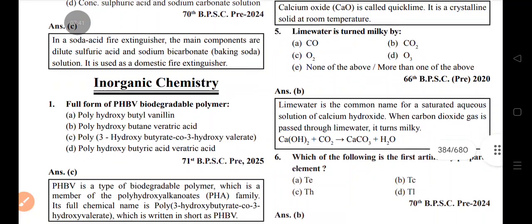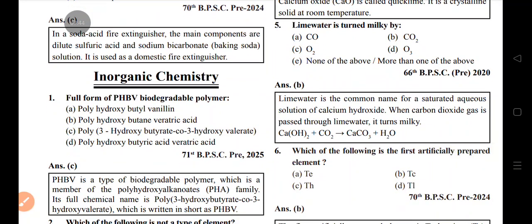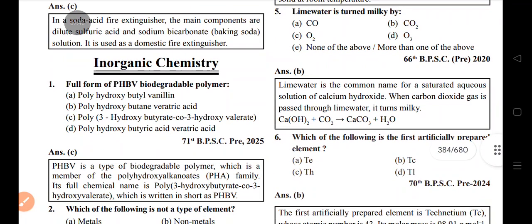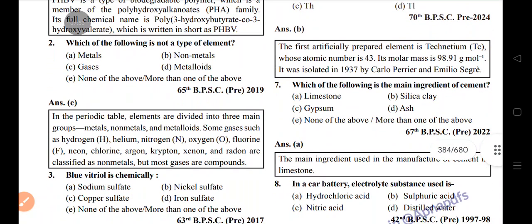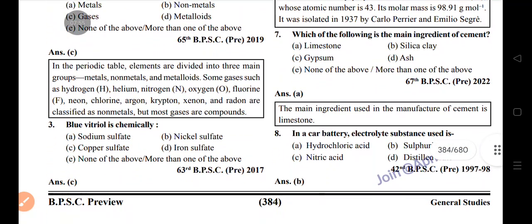PHBV biodegradable polymer: poly 3-hydroxybutyrate co-3-hydroxyvalerate. Not a type of element: gas. Blue vitriol chemically is copper sulfate.